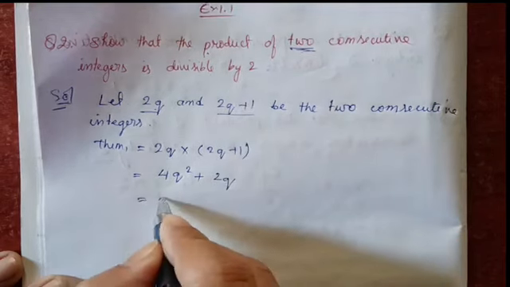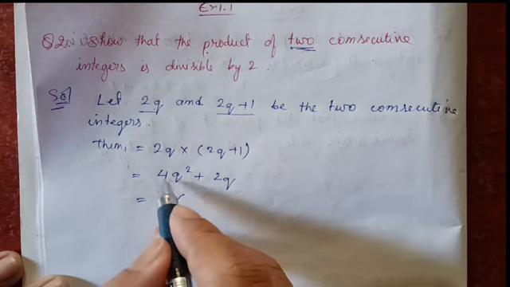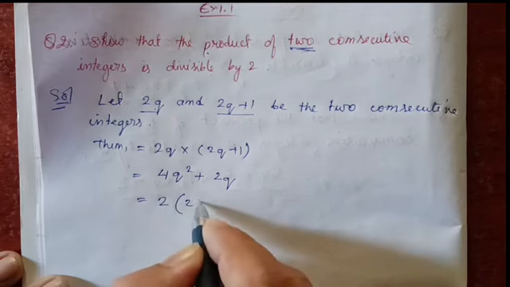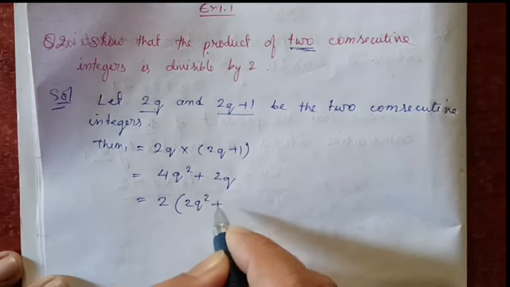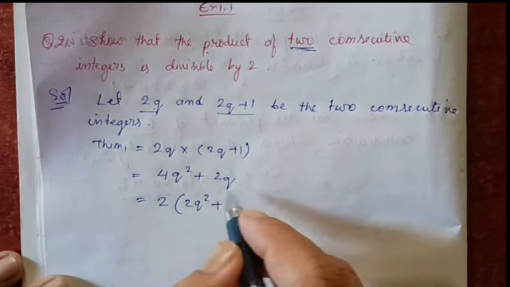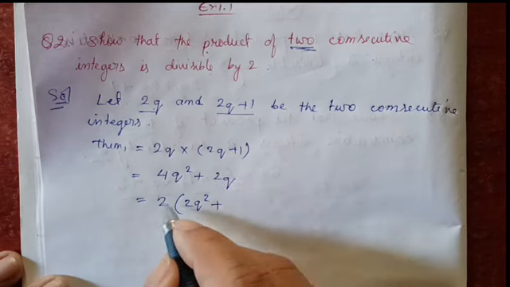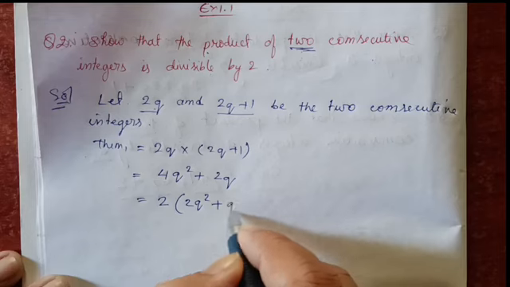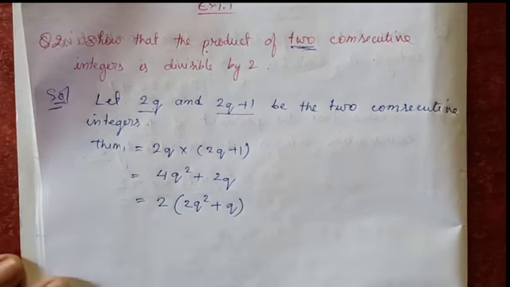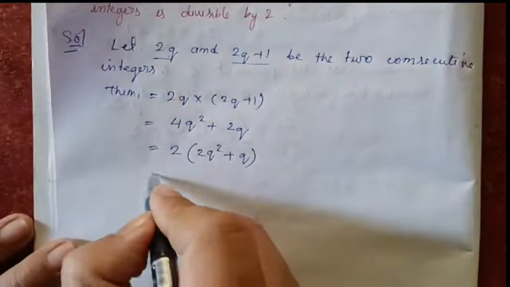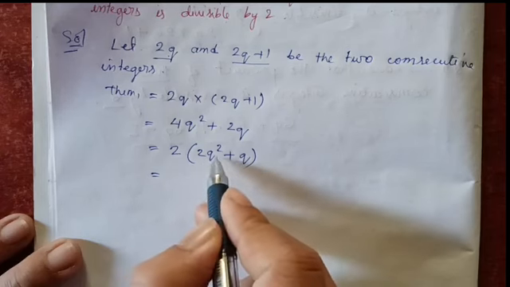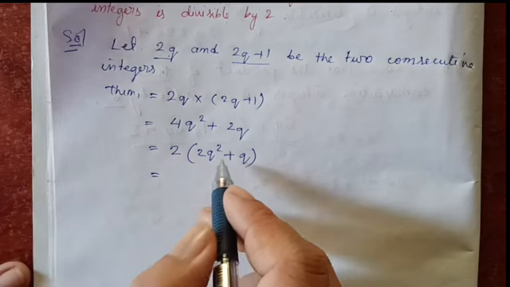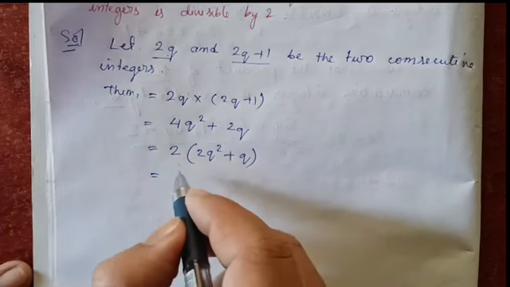So now let us divide by 2. If 4 is divided by 2, we get 2. 2 q squares are 4 q square. Q, we don't do anything, so we keep q. If 2 is divided by 2, we get 1. 2 ones are 2, so the remaining is only q. So this 2q square plus q is the quotient we receive after we divide by 2.